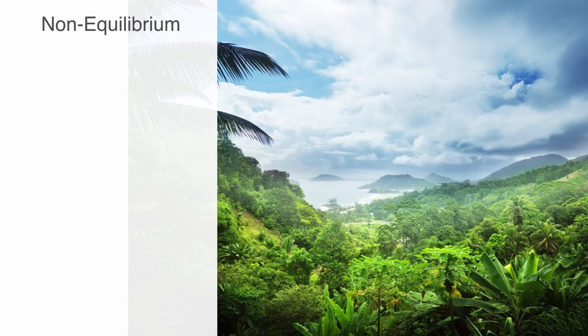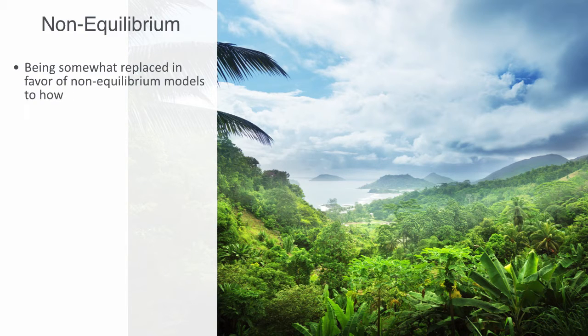Non-equilibrium. Throughout history, ecological succession was seen as having a stable end stage called the climax, sometimes referred to as the potential biodiversity of a site, shaped primarily by the local climate. However, this idea has become less prevalent within contemporary ecology, being somewhat replaced in favor of non-equilibrium models to how ecosystems function and change.